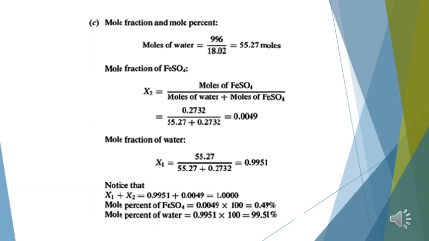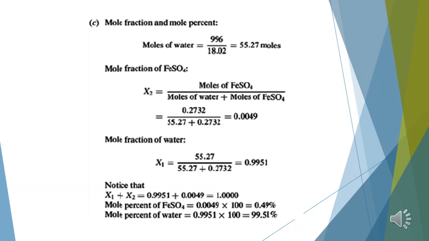And it's important to mention here that the mole fraction is a fraction. So the mole fraction of ferrous sulfate is 0.0049, while that of water is 0.9951. So adding the mole fractions of both water and ferrous sulfate always gives a 1.